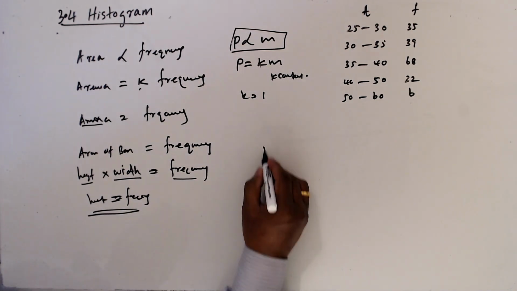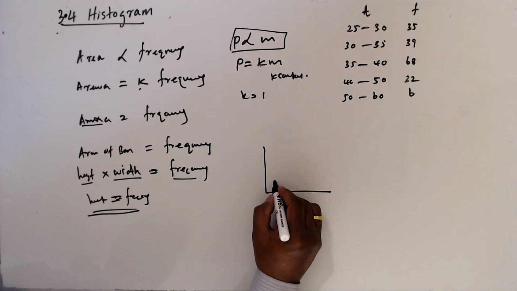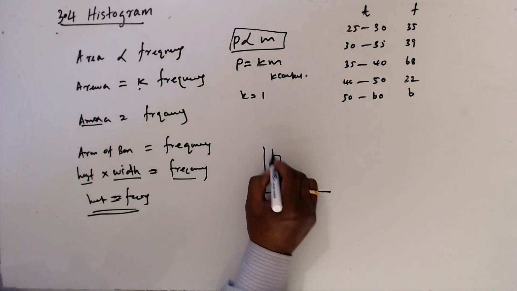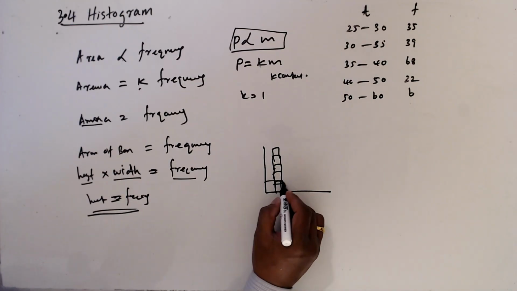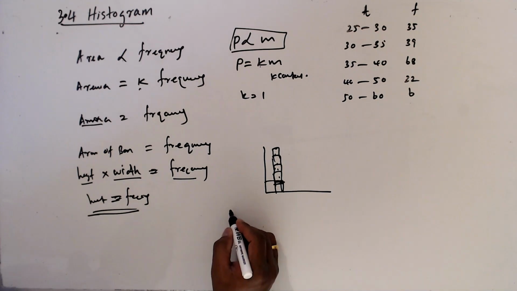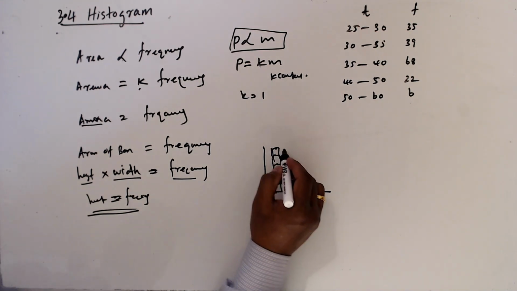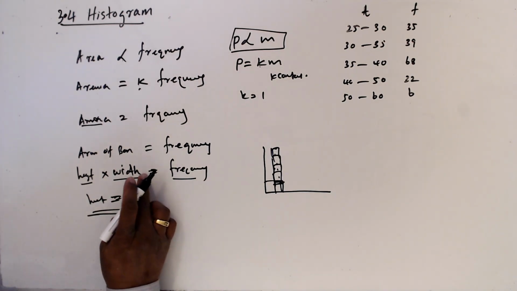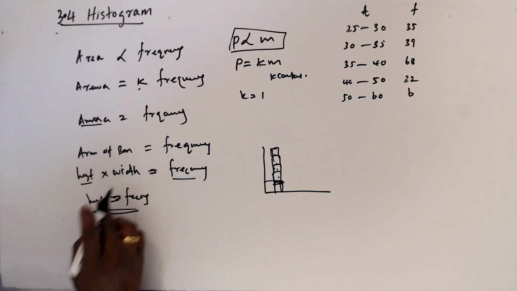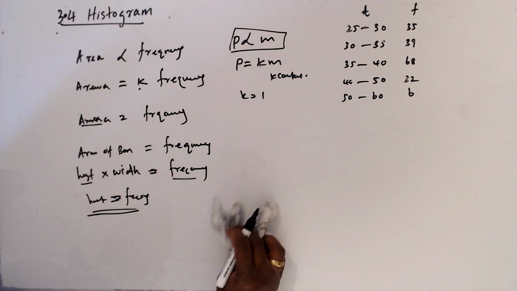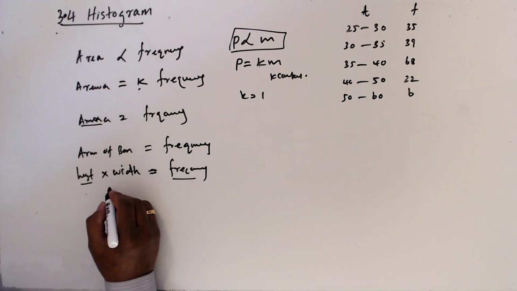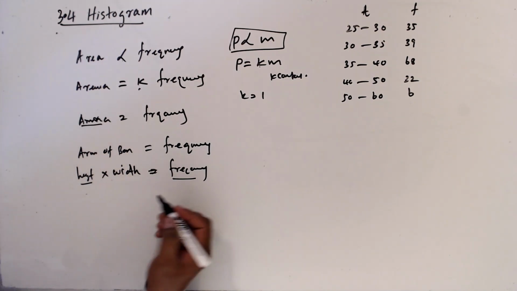If there are 5 cars, we write 1, 2, 3, 4, 5, denoting 5 boxes in a picture diagram. So height is frequency. But here the width is changing. When the width starts changing, we can't say height is frequency, because it is also a height, but a different height.